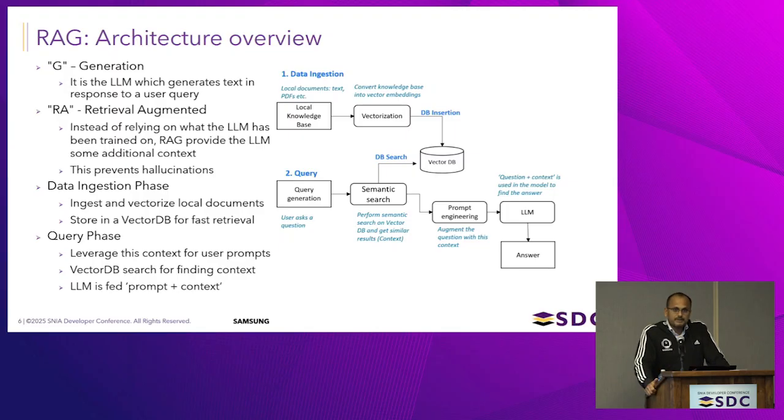The second phase is the query phase, where the user generates a query. Here, instead of directly feeding the data to the LLM, the RAG pipeline does a semantic search on the vector DB, which we have already fed. We get some results, and we use the results as context for further search. So the query is now augmented with this additional context we got from the vector DB. This question plus context is fed into the LLM model, which can now give a more relevant answer to the question.